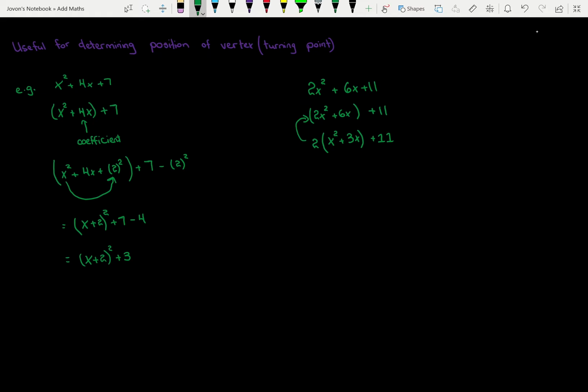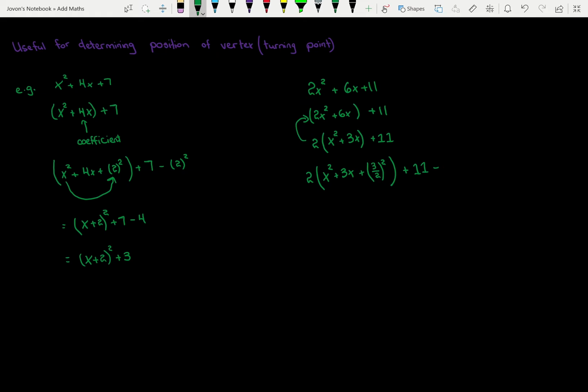So the next thing we do is add half the coefficient of the x term. So we have 2 multiplied by x squared plus 3x, okay? Now, half of the coefficient of the x term. The coefficient of the x term is 3, so half of 3 is 3 over 2. Okay, so we add 3 over 2 and we're squaring it. We have that here. Plus 11 now. And now remember, wherever we added inside, we have to subtract it outside, in order to keep the equation balanced and proper. So we minus it now.